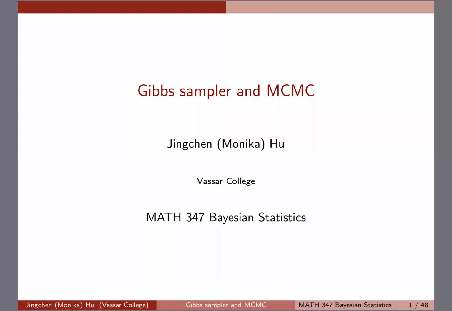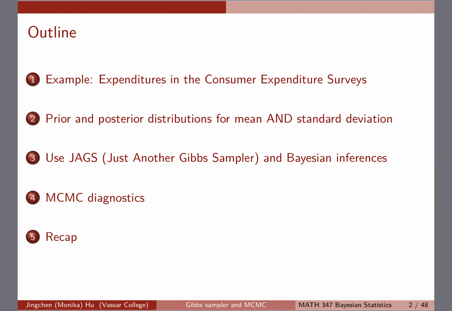So we're still going to start the example with the expenditures in the consumer expenditure surveys. And now you see that the second topic will be prior and posterior distribution for mean and standard deviation. We're going to assume that both of them are unknown, and work out the Bayesian inference for it. And later we're going to use JAGS, just another Gibbs sampler. It's software that can help us to solve the MCMC. And then in the end, we're going to talk about MCMC diagnostics.